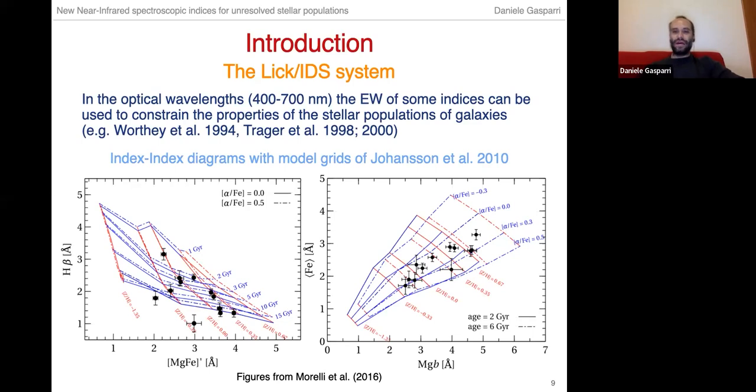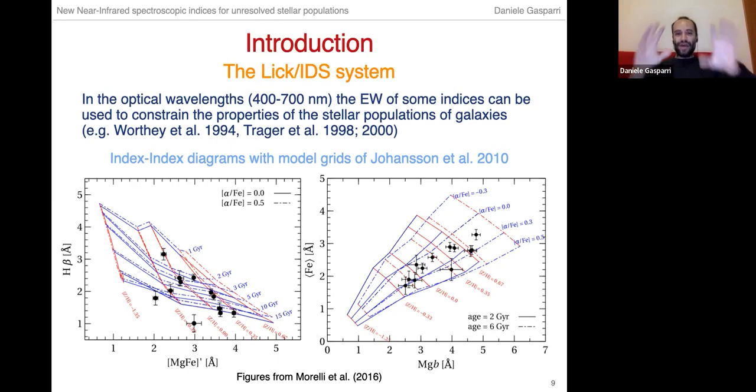On the right, it's a different index-index diagram where we have a magnesium index and an iron index. This diagram is used to constrain the alpha enhancement, because the iron index is sensitive only to iron abundances, while Mgb, the magnesium, is an alpha element. So with these two indices and the simple stellar population model grids superimposed, we can constrain the alpha enhancement of our galaxies. So this is the holy grail of a system of indices.